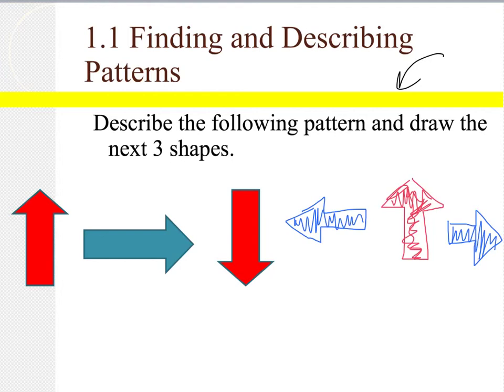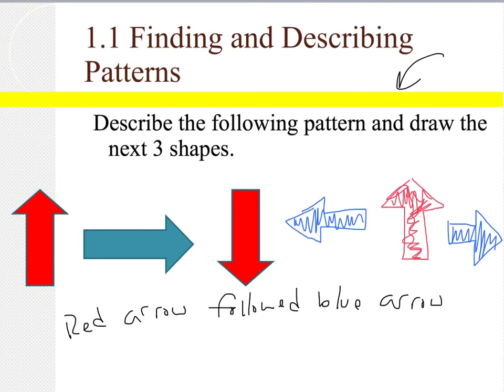So describe the following pattern. My pattern is a red arrow followed by a blue arrow. This is going to be a long answer. Turning clockwise each step. Alright, and there's my answer.